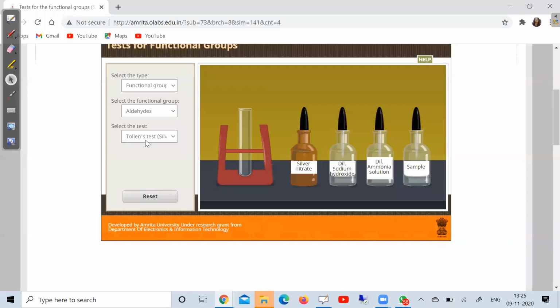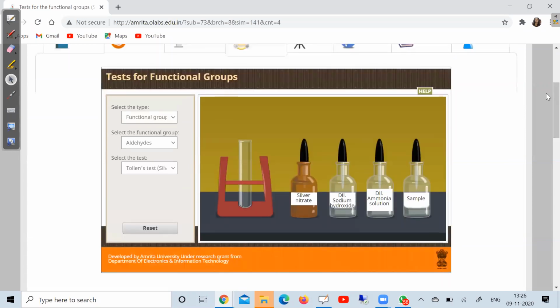Okay, so now you can see this same Fehling and Tollens test. Ma'am, you showed us this already, right? Yes ma'am, you showed us this. Already you have done the Fehling test. Okay. Yes. Tell me the Tollens procedure.